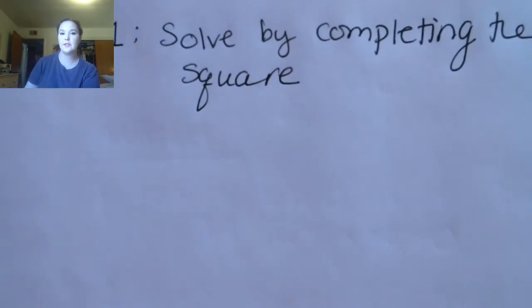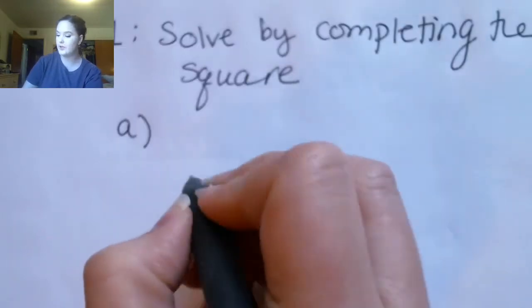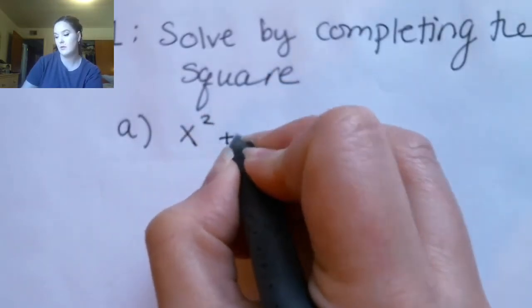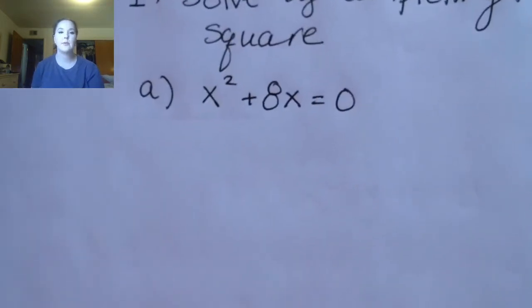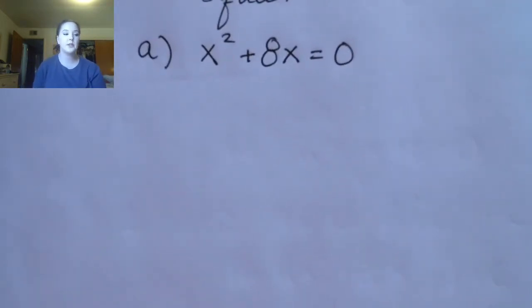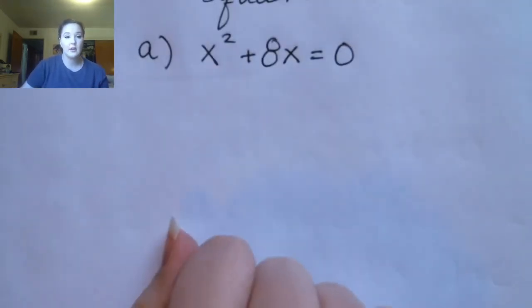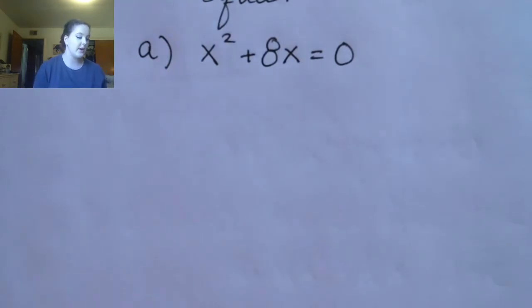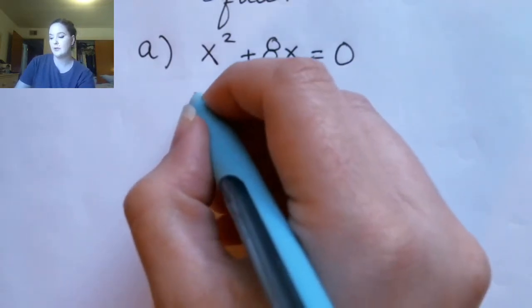Okay, so the directions say solve by completing the square, and we're going to do that for some different equations. We're going to start with some equations where it's really easy to complete the square. I know that you could certainly solve this by factoring, but we're going to solve it by completing the square, and then later we'll do some examples of problems that you can only solve using the complete the square method.